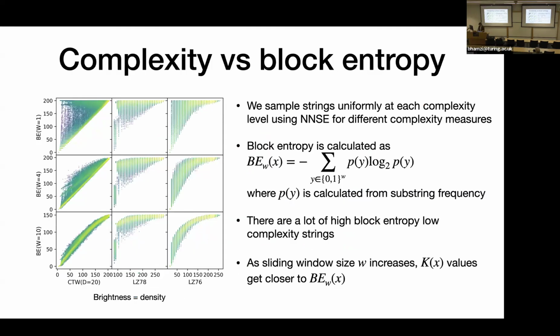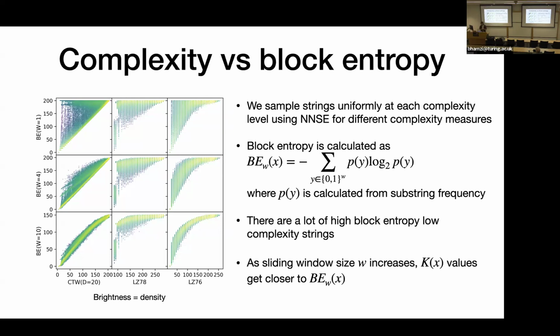So we did different things with NST. The first thing we did is we compared different complexity measures against block entropy, where block entropy tries to calculate how often each substring appears in a string. So it looks for patterns. Shannon entropy is how often each 0 appears or each 1 appears. And block entropy is how often each substring of size 2 or 3 appears, like how often does 0, 1, 0 appear in the text.